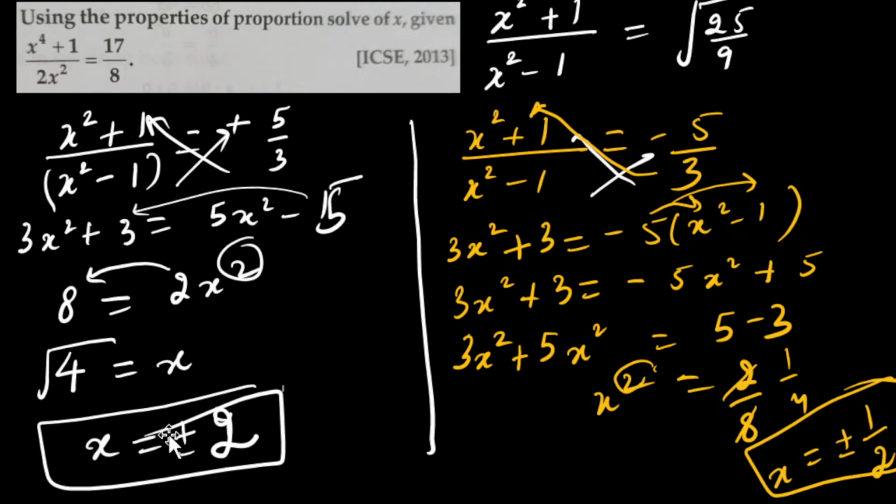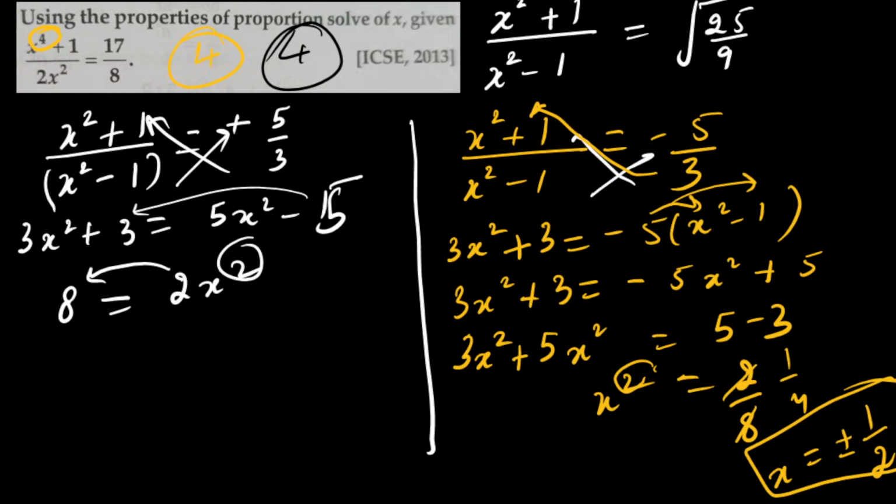So, 4 values. See here, the highest power of the variable, whatever you get. Always remember this thing: whatever is the highest value of the variable. Here, what is the highest power of the variable? 4. So whichever is the highest power of the variable, that many values of x you will get. So here, what are the values of x we got? We got the values of x as plus 2, minus 2, plus 1 by 2, minus 1 by 2.